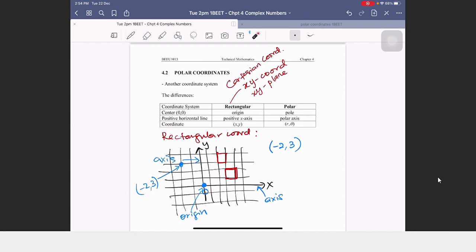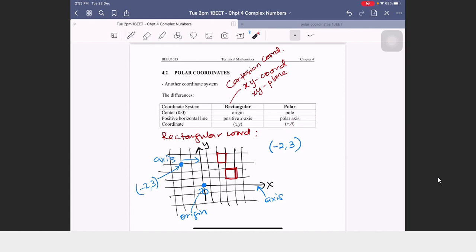When it comes to the polar coordinate system, it is actually a different type of coordinate system. For polar coordinates, we look at the table here. We have a center, what we call the pole, and then our positive horizontal line, another positive axis, we call the polar axis. This coordinate is in terms of r and theta. Theta represents angle, so the polar coordinate deals with angle.